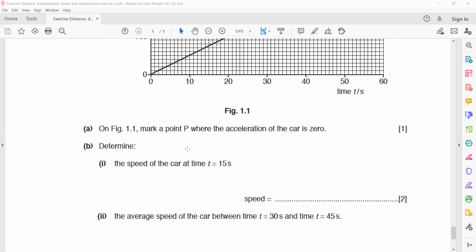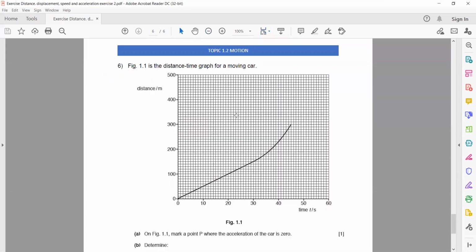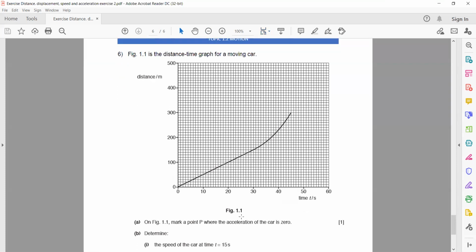And in question 6, figure 1.1 is a distance-time graph for a moving car. On the figure, mark a point where acceleration is 0. That is when the object is moving at a constant speed. The black part is representing a constant speed, and this part is representing speed increasing. When the speed is constant, the acceleration is 0. So on the figure, we have to label a point P where acceleration is 0. We can mark P anywhere on this straight line, as the speed is constant and acceleration is 0.